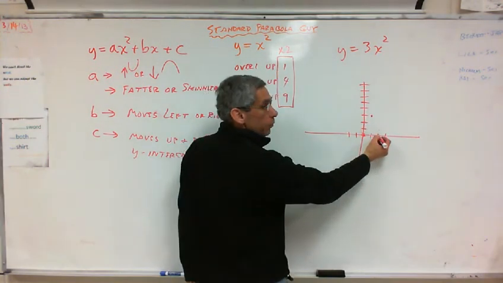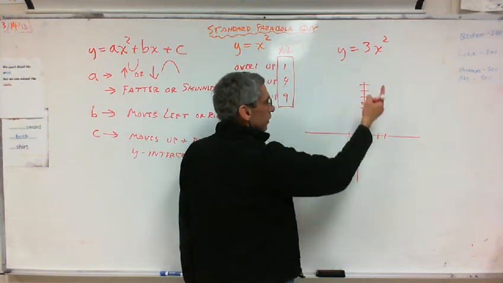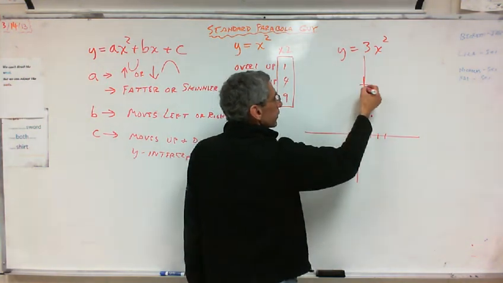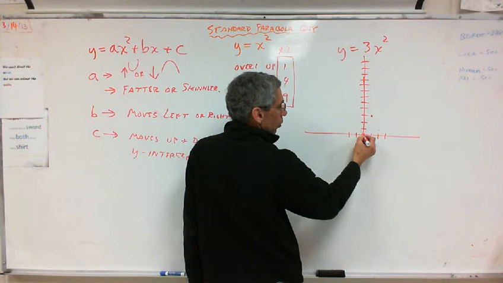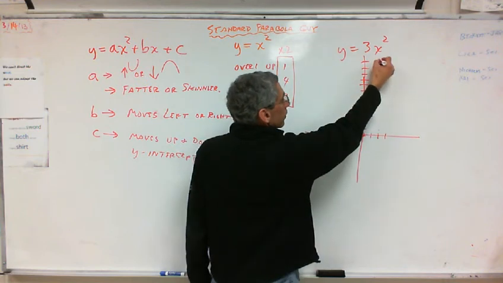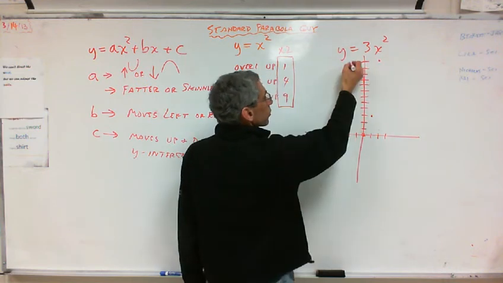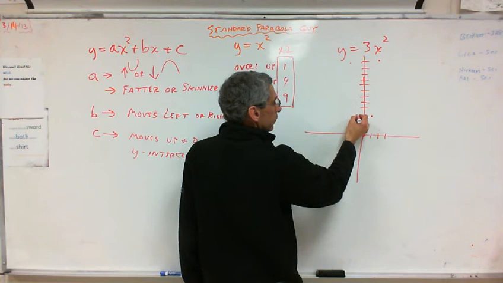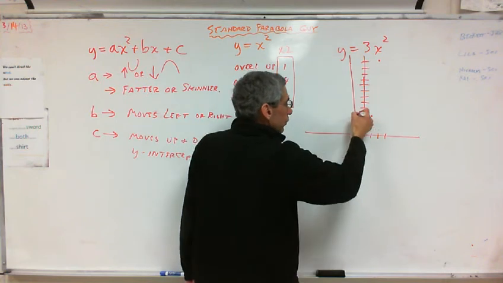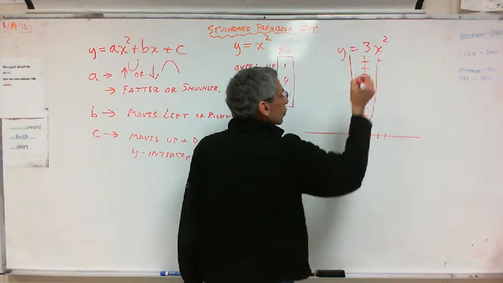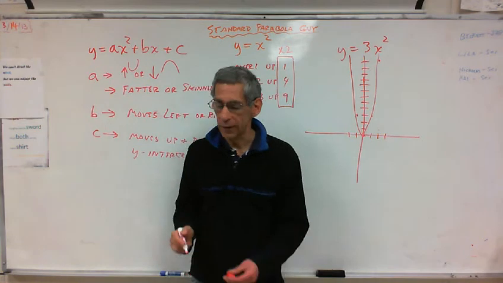Over 2, up 4 times 3. Okay, well, here's 8, 9, 10, 11, 12. Over 2, up 12. Over 2, up 12. Over 1, up 3. It's so skinny. Right? Bad drawing, but you got the idea.